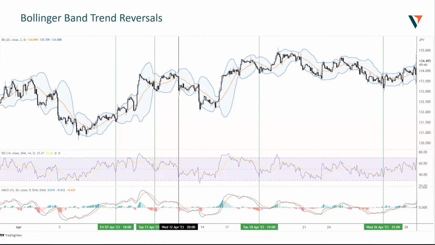And then we have our upper band and lower band. The upper band itself is 2 standard deviations away from your middle band. And likewise, our lower band itself is also 2 standard deviations away from the middle band. So that's the general idea.